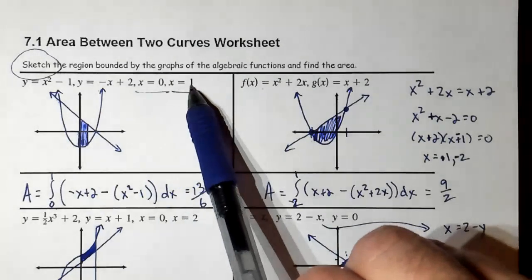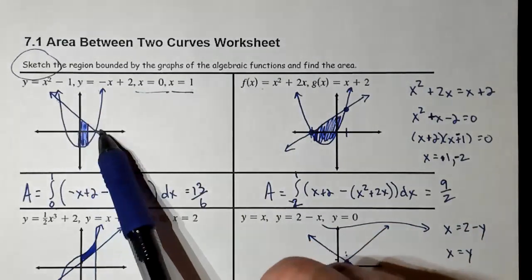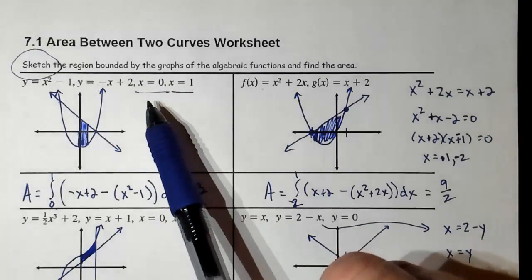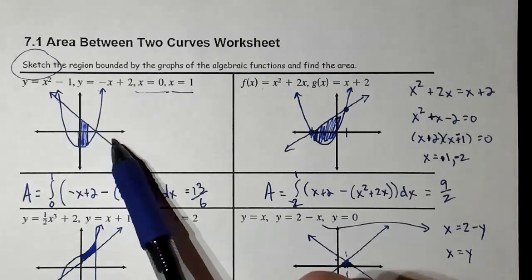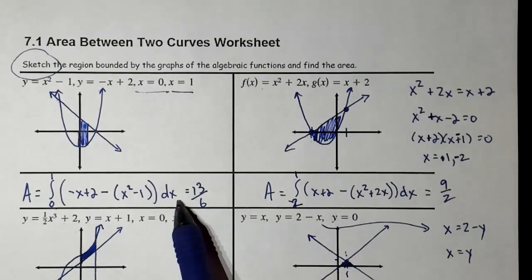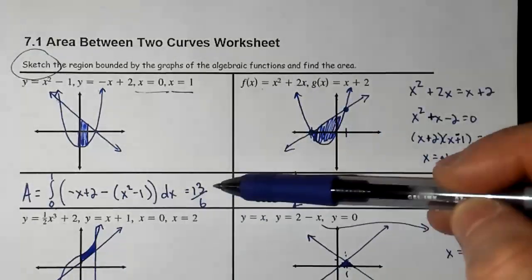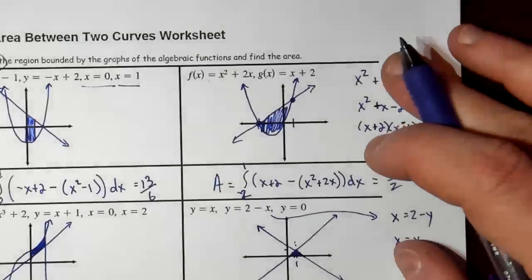If the x equals 0 and the x equals 1 weren't there, then we'd have to find these two intersecting points, and those would be my boundaries. But since we do have this as part of the given information, we need to go from 0 to 1, and then it's just the top function, which is the linear, minus the bottom function, which is the parabola. Plug that into your calculator, and I showed that on the other video, you're going to get 13 over 6. Make sure your mode is radians.